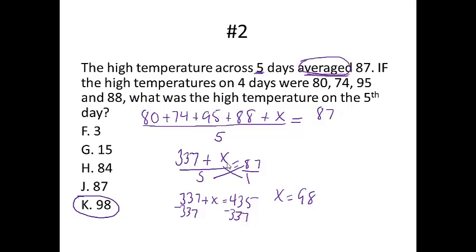Instead of going through all of this algebra, if I had this equation set up right here, I could have plugged 3 in and divided by 5 to see if I could get 87. Then I could plug 15 in, divide by 5, see if I could get 87. So that would be another approach that I could take to the problem instead of actually algebraically solving it.